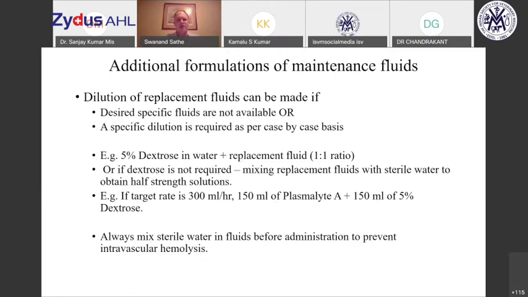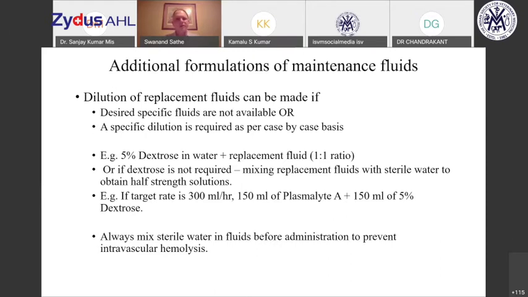Or if you do not need dextrose, you can actually mix replacement fluids with sterile water. For example, you can mix Lactated Ringer's with sterile water and come up with a half-strength Lactated Ringer's that can be given to foals more safely than an isotonic Lactated Ringer's solution.